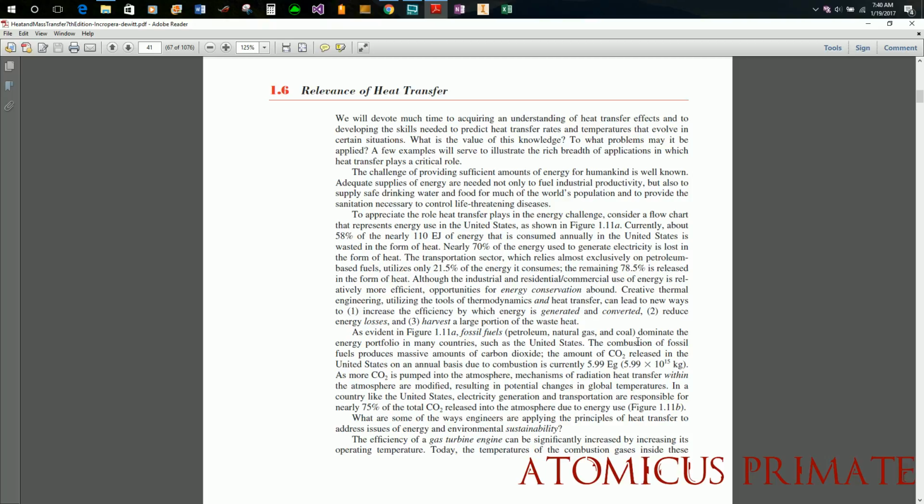1.6 Relevance of heat transfer. We will devote much time to acquiring an understanding of heat transfer effects and to developing the skills needed to predict heat transfer rates and temperatures.